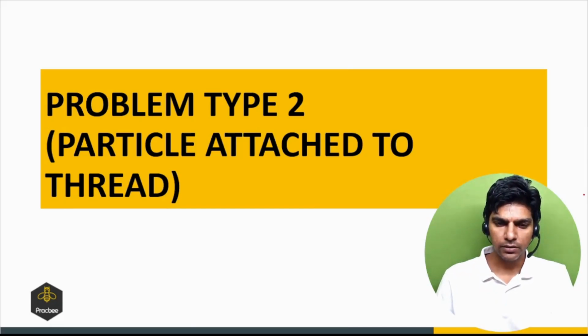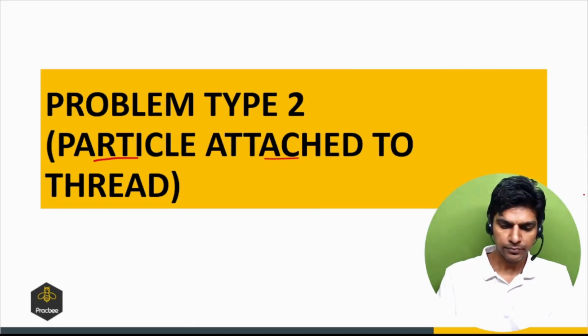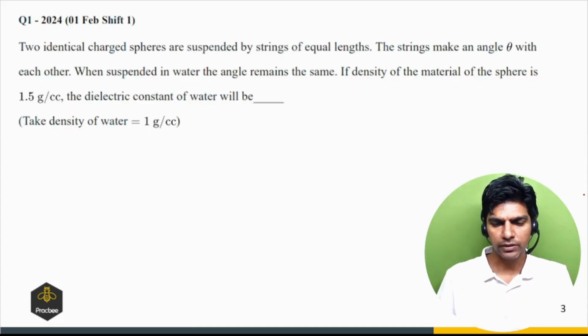Now let us see the second problem type, where we have a particle attached to a thread. So let us see this with this illustration. Two identical charged spheres are suspended by strings of equal length, and the strings make an angle theta with each other. When suspended in water, the angle remains the same. If the density of the material of the sphere is 1.5 grams per cc, find the dielectric constant of water. Okay, let us see.